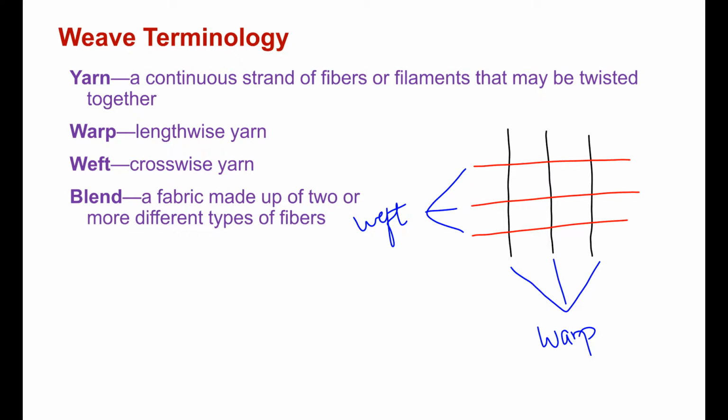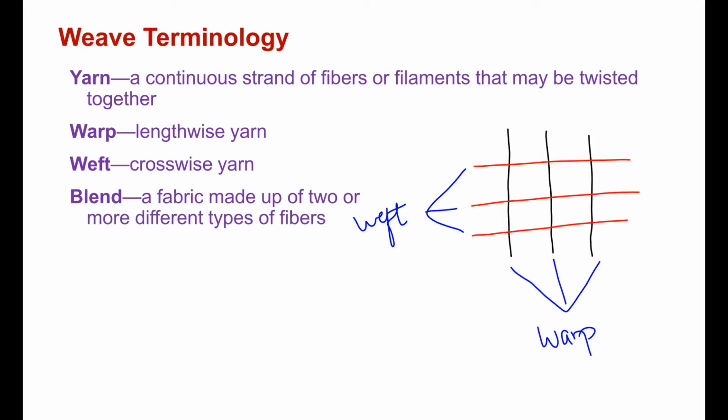Okay, so let's talk a little bit about how we weave fibers together and the names of all of the important parts of a weave. So a yarn is a continuous strand of fiber filaments, and you can take that continuous strand and twist it together over and over again until you create a yarn. So think of one or two individual pieces, and now I've rolled those together to make a thicker piece.